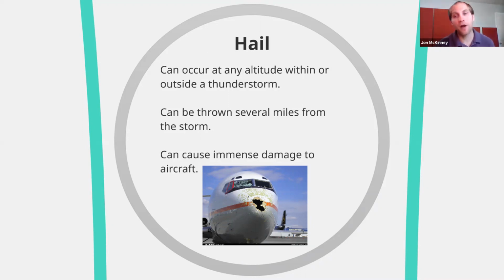So hail, there are updrafts and downdrafts, and that hailstone keeps rising and sinking through the draft process of the thunderstorm until finally it grows so large and so heavy that it gets thrown and ejected and cannot remain suspended in the convective currents any longer. All right, hail.